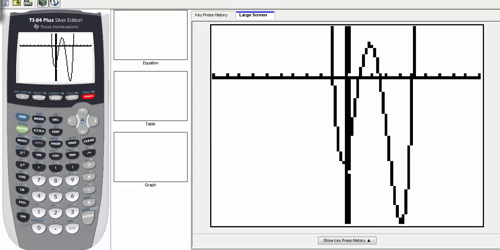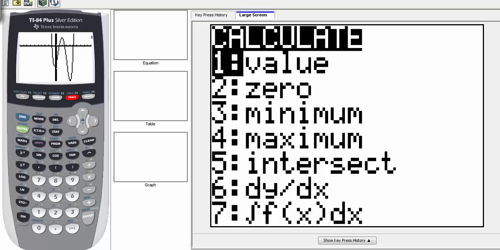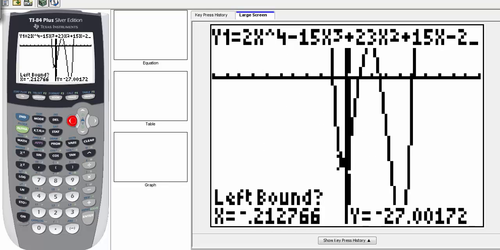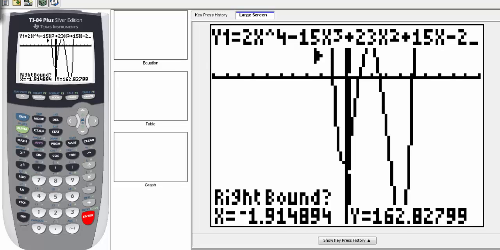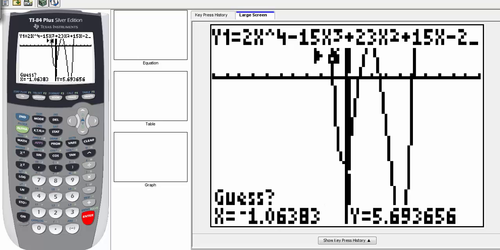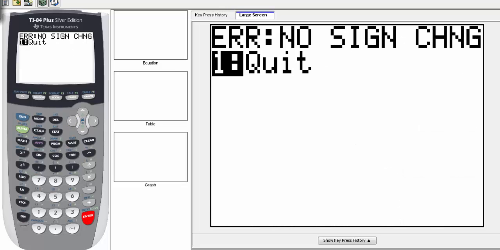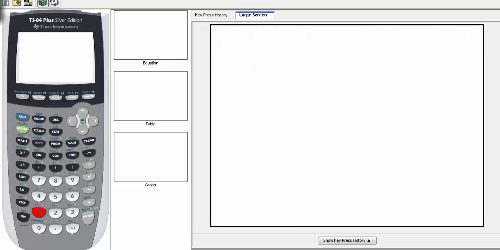So all we have to do now is go into the calculator, and we can go to second trace, number 2 is zero, and set the left and right bound. So if we go to the first one here, we can set our left bound, go to the right of this point, set your right bound, and let's see, I didn't move over far enough, so let's see what's going to happen. And if you make a mistake like I did here, notice it says no sign change. That means we didn't properly set the boundary. So let me go back again.